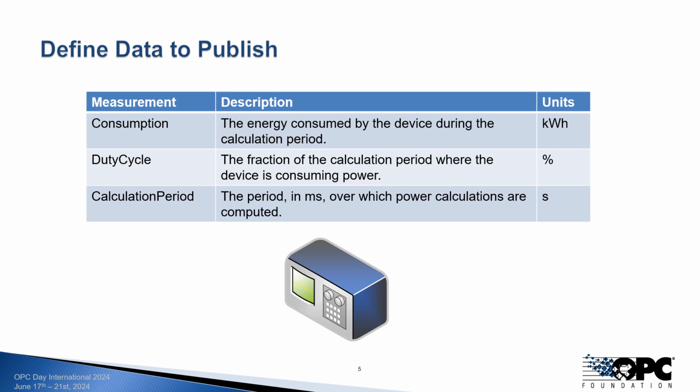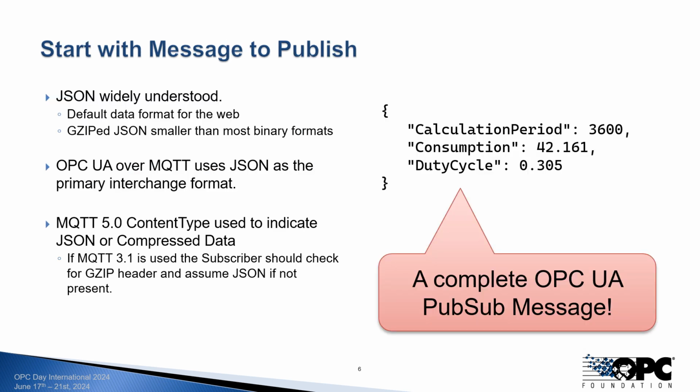Then the first thing you need to do is think about the data that you need to publish. For the purposes of this example, I've chosen a simple power consumption meter that publishes three different points that are related to the power consumption calculation, along with the engineering units and some descriptive information that will be relevant to consumers. So one obvious way to get this information to consumers is to choose a widely understood format like JSON and simply create an object with name value pairs that have the current values for each of the different values that I've chosen to publish.